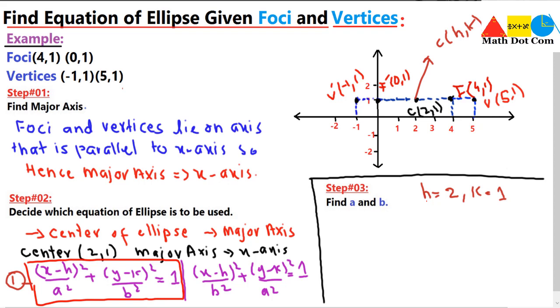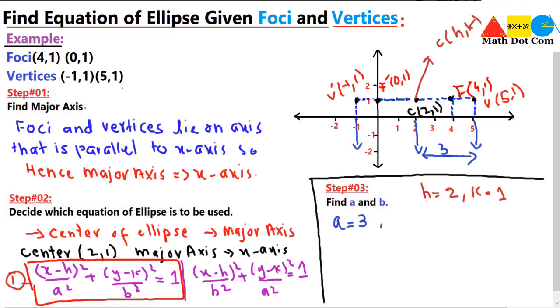A is basically the number of units the vertex is away from the center. As one vertex is at this point and another vertex is at this point, we have to check how many units it is away from the center. Center is at this point, and counting 1 2 3, the vertex is at a distance of 3 units from the center, so we can easily say that the value of a is 3.